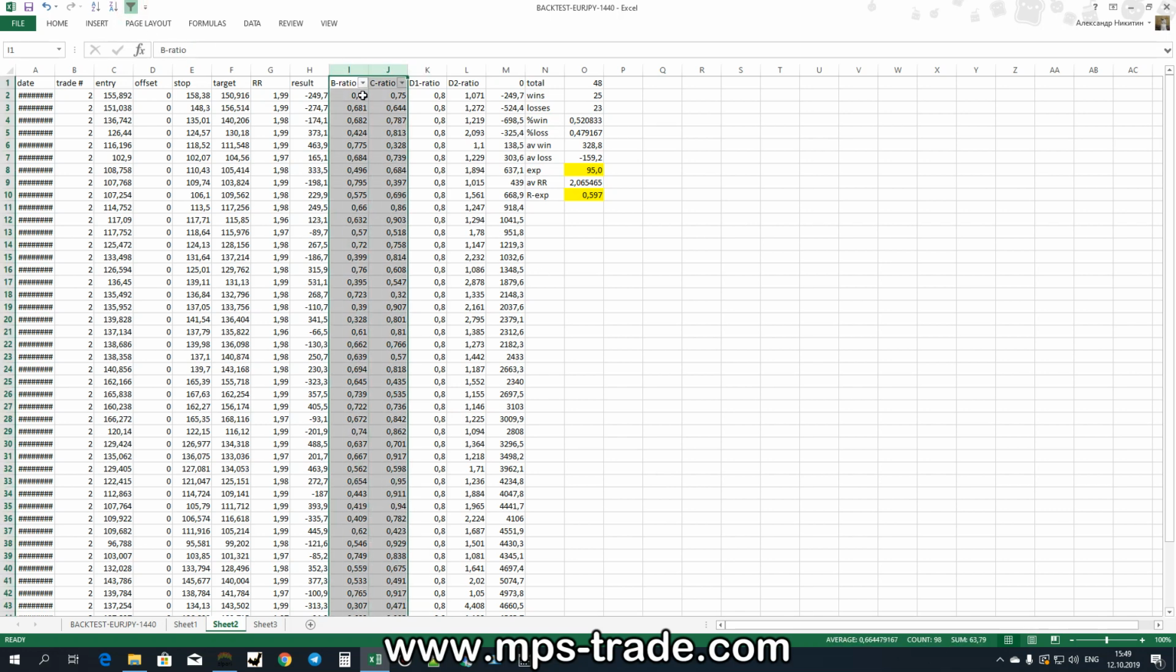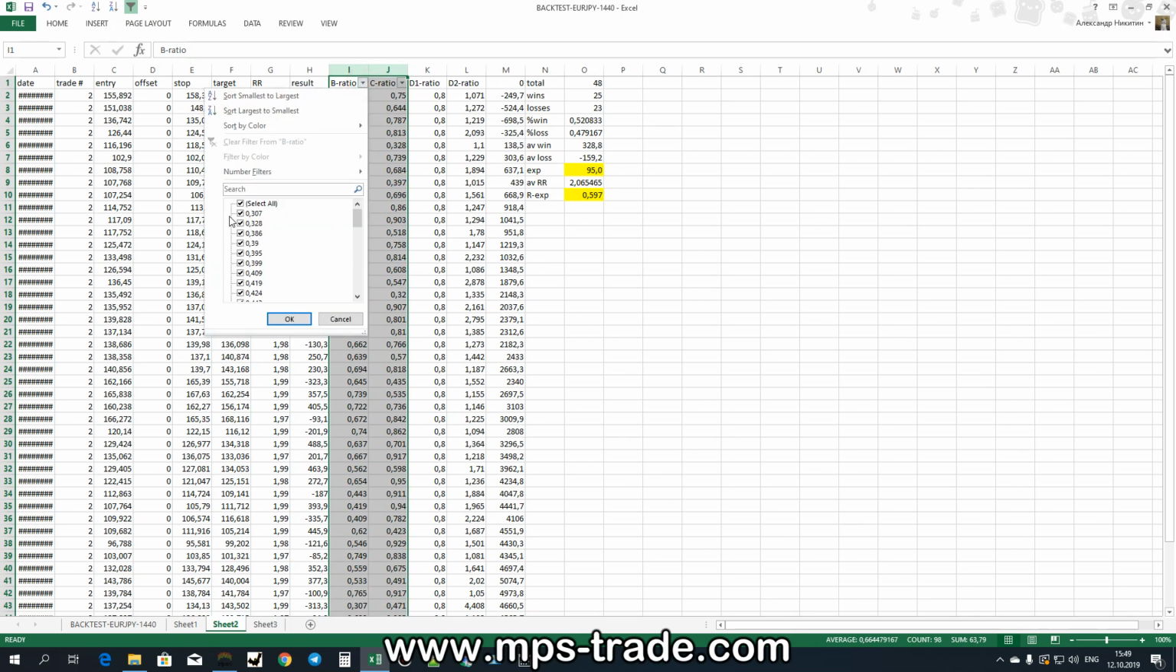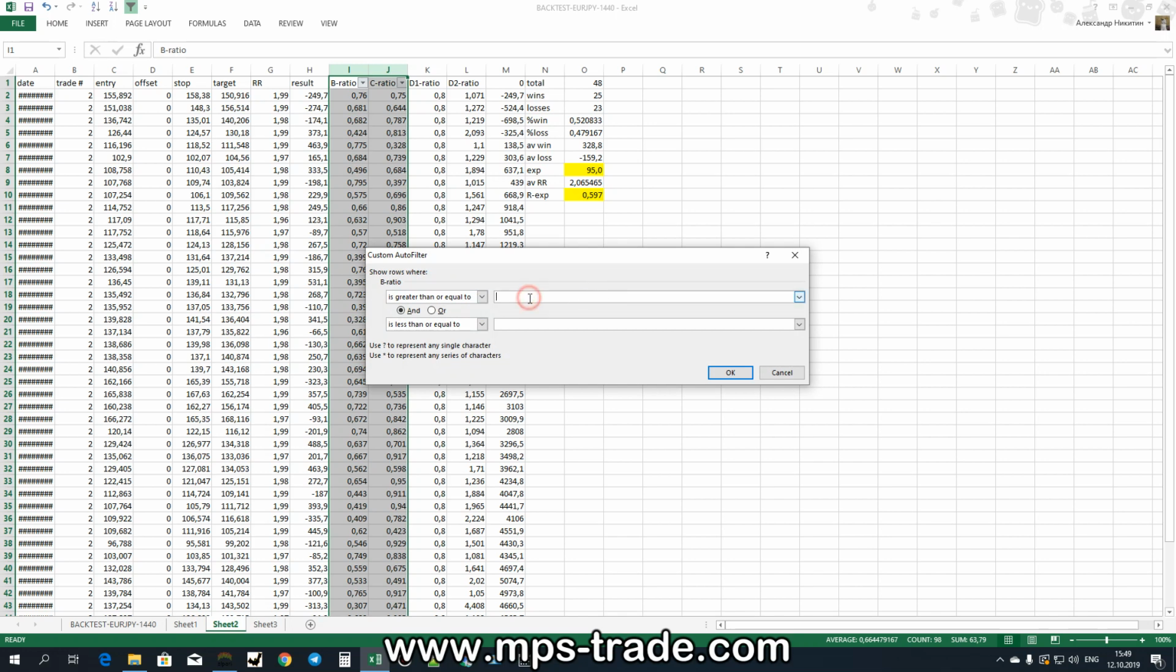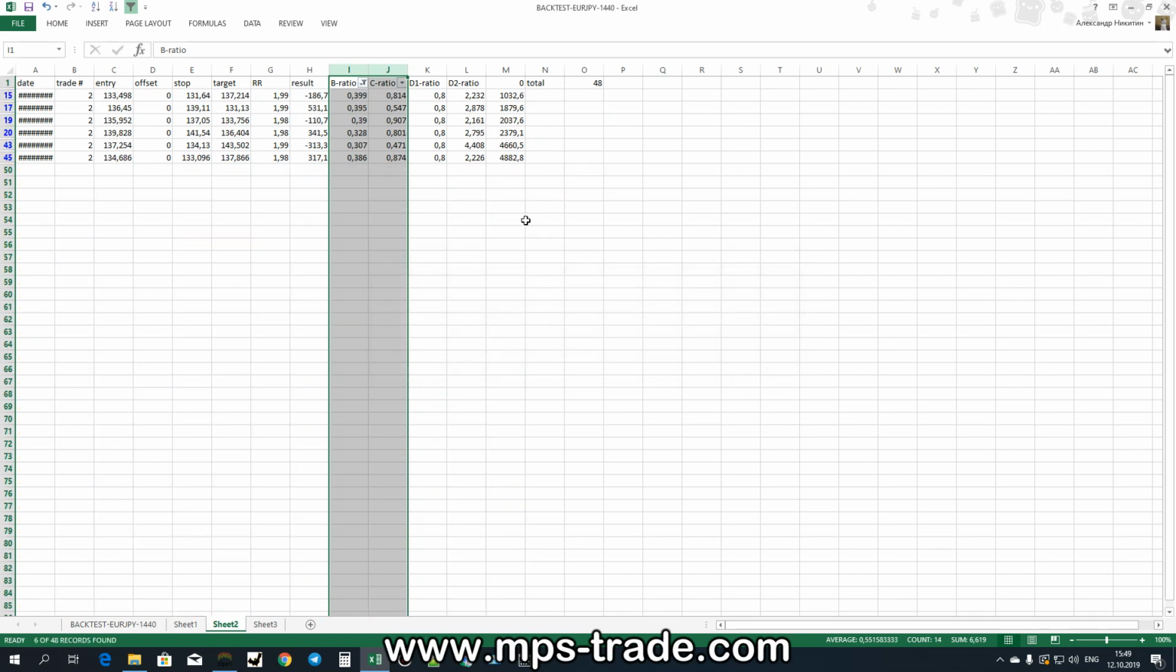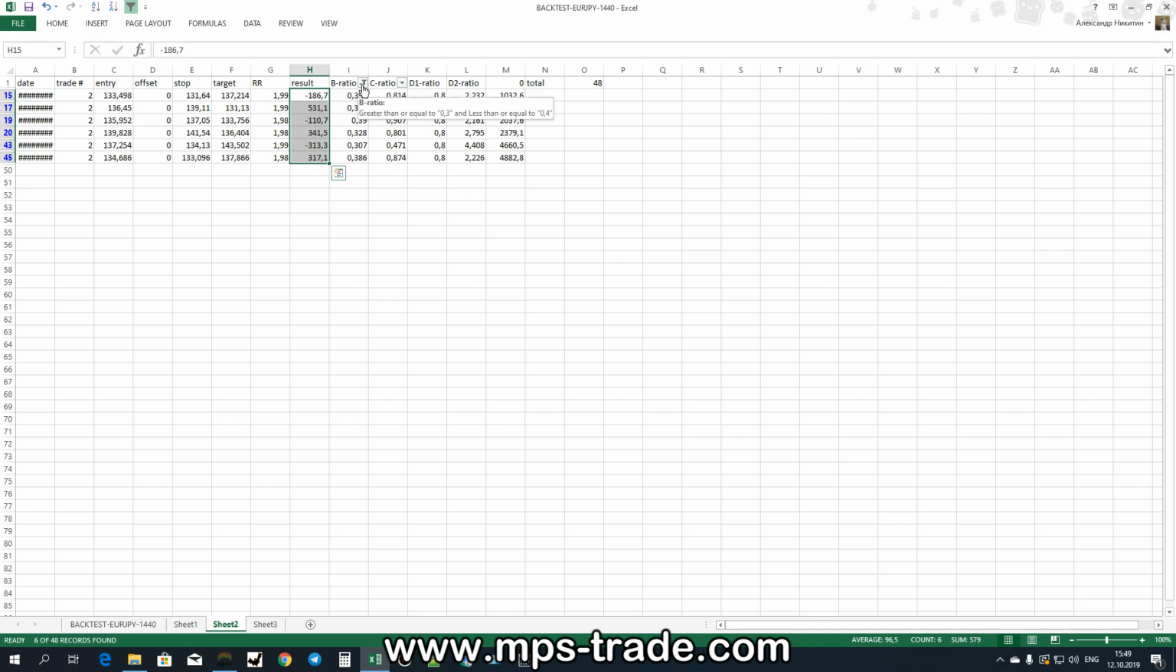Let us go to filters, and let us first check these ones. Number filters between 0.3 and 0.4. Okay, so loss win 50%, and the sum is positive. Okay, perfect. The B point range is okay here.